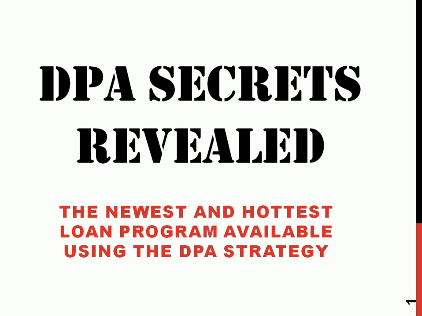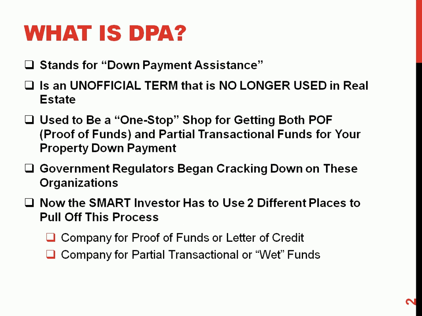Now, what is DPA? DPA actually stands for down payment assistance, but it's an unofficial term that's no longer used in real estate. So if you call up a bunch of companies asking about DPA, they're either going to tell you that they don't know what you're talking about, or they're going to tell you that they don't do those types of transactions. So you can't really use the term DPA, but I still use it with my students just so that everybody's on the same page and understands exactly what I'm talking about without me having to come up with a full-fledged explanation every single time I'm trying to describe it. So that's a term that I now use and I've adopted, but it's actually not used in the real estate world anymore.